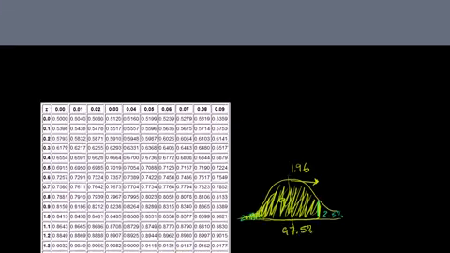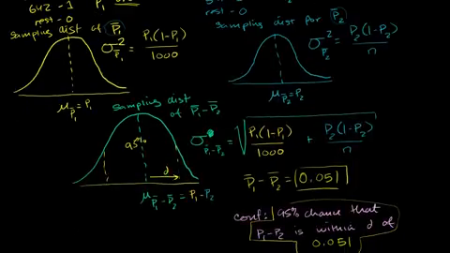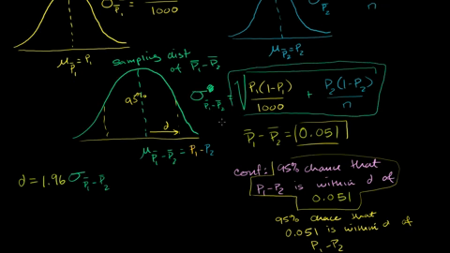So if we look to this normal distribution right over here, the distance that we care about is going to be 1.96 times the standard deviation of this distribution. So it's going to be 1.96 times all of this business, 1.96 times the standard deviation of this distribution. And so we just need to calculate this and multiply it by 1.96.